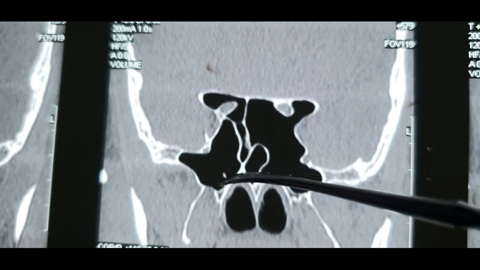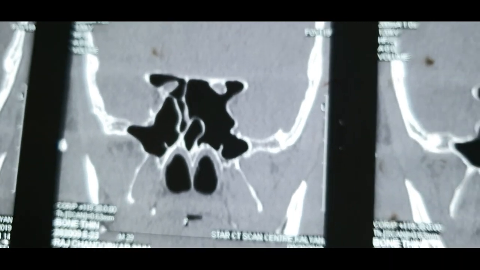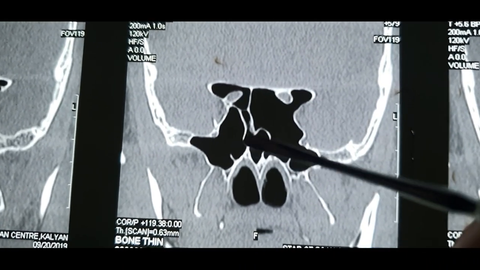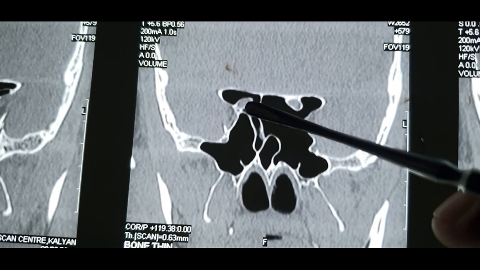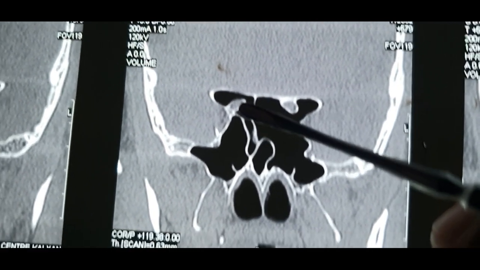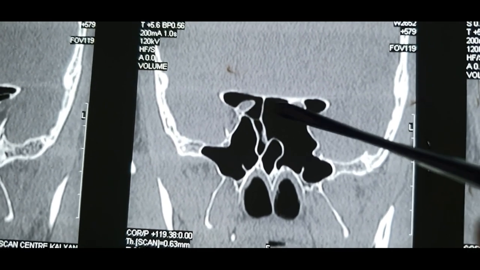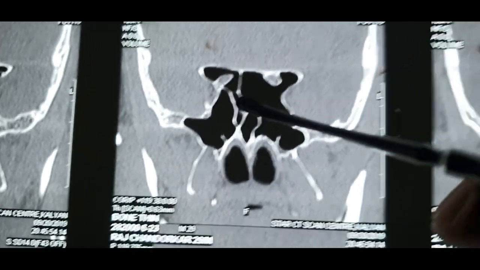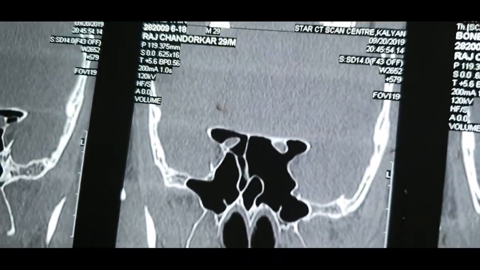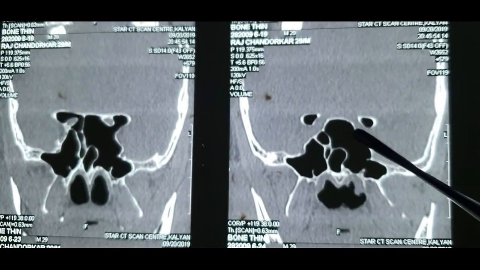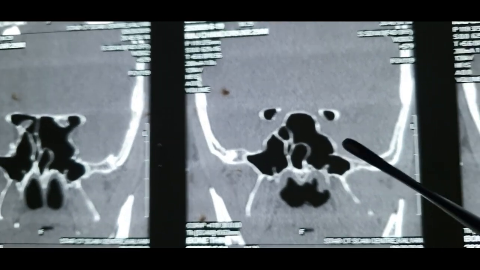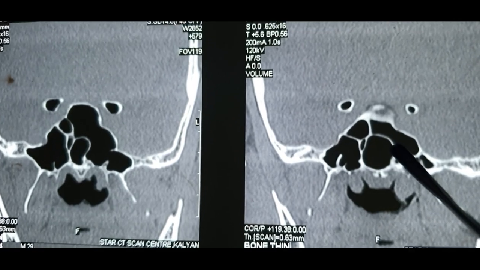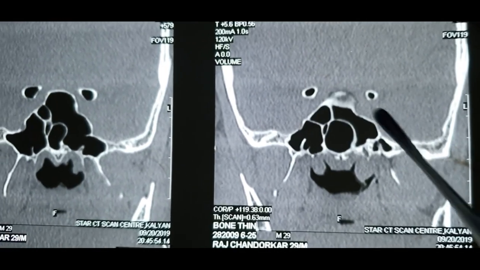So if you do not see the scan and you inadvertently enter the sphenoid sinus, not knowing where you are exactly going, you might directly hit the optic nerve, because the optic nerve on both sides is in the sinus proper cavity. If you hit the optic nerve, the patient will definitely land up in blindness post-op. So just keep on following. This is the sinus proper, and you can see a lot of intra-sinus septa.